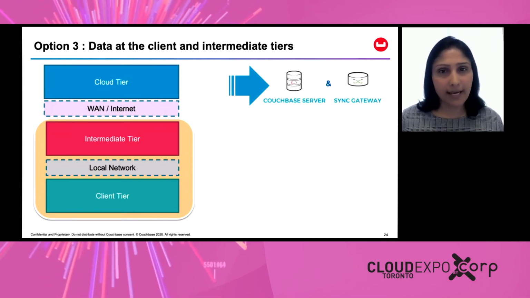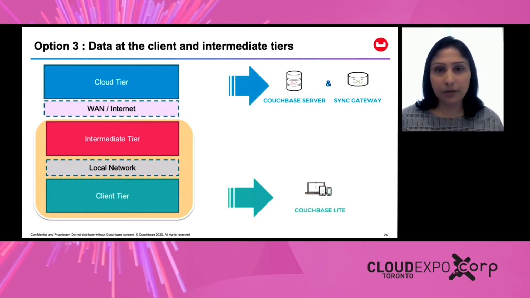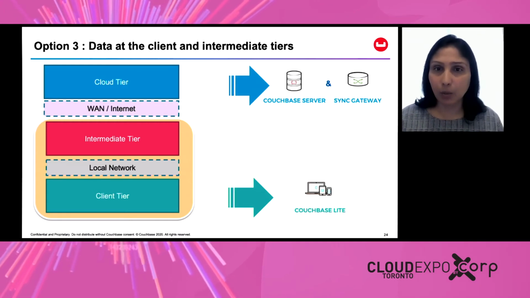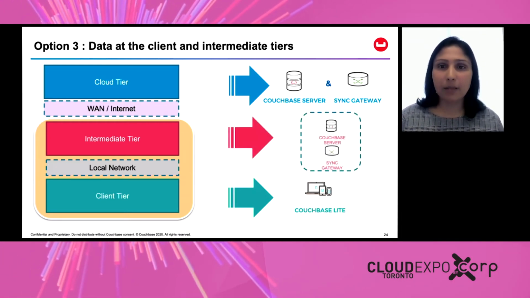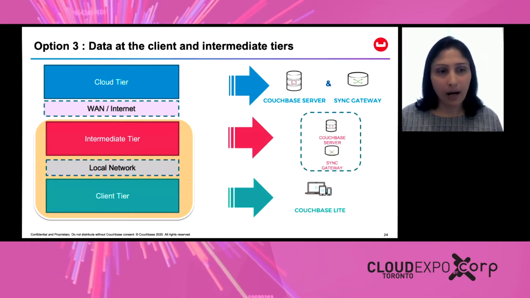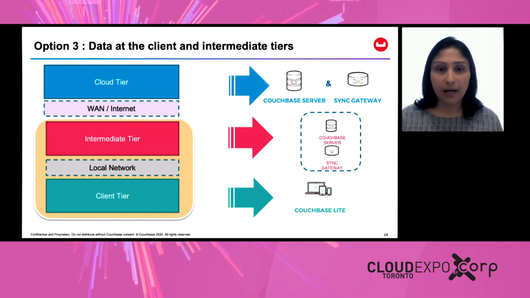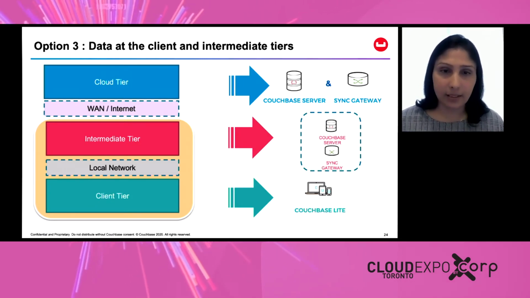As in the previous case, in the cloud tier, you've got Couchbase Server and Sync Gateway. In the client tier, you've got Couchbase Lite, and you can have Couchbase Lite directly sync with the cloud tier. Or you can deploy the edge data center with Couchbase Server and Sync Gateway and have Couchbase Lite clients talk to the edge data center. You can switch between the edge or the cloud data center.